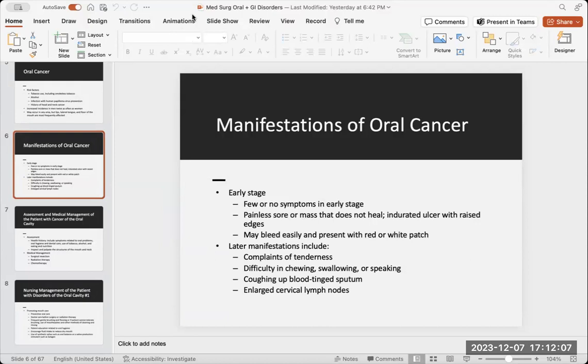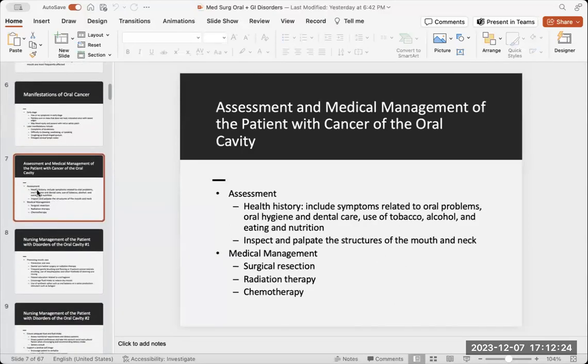Later manifestations, right, as it's getting worse, now there's going to be pain. Now they're going to have difficulty chewing, swallowing, or speaking. They might cough up blood, and they might have really enlarged neck lymph nodes or cervical lymph nodes. So if we're thinking about this as an oral cancer, right? If they do have that, we have to think, okay, they might have difficulties communicating. They might have difficulties with speech or swallowing. So they're going to have to follow up with their speech language pathologist. We need to see their history, right?